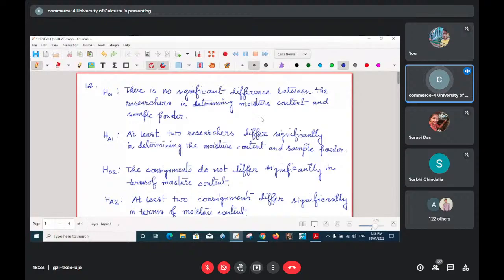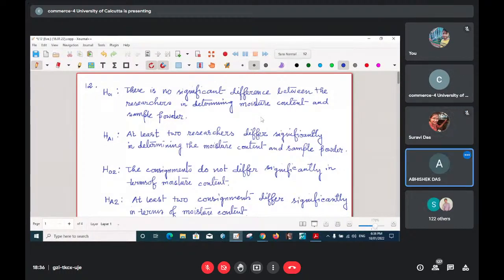So in HA2, that means the second alternative hypothesis, I'm writing: at least two consignments differ significantly in terms of moisture content. Is it okay?